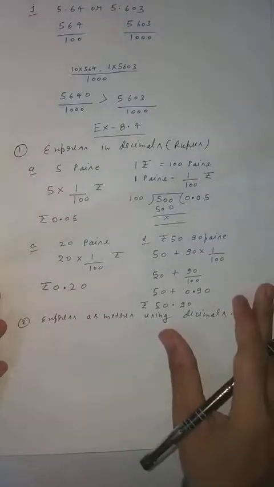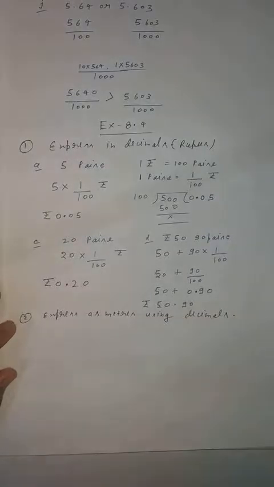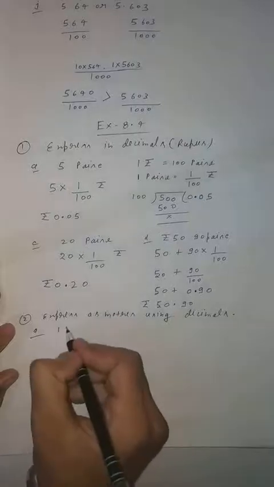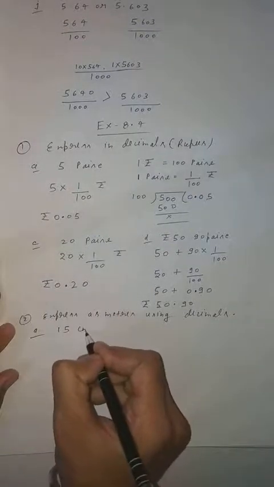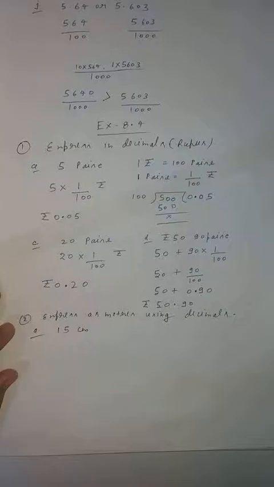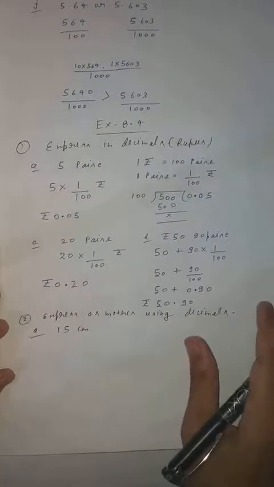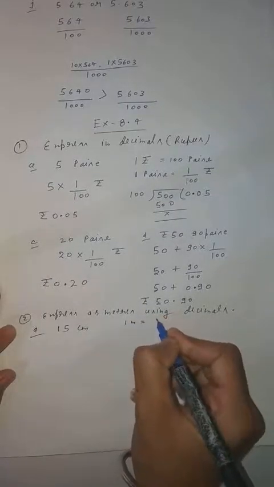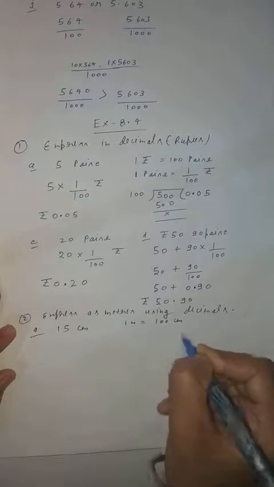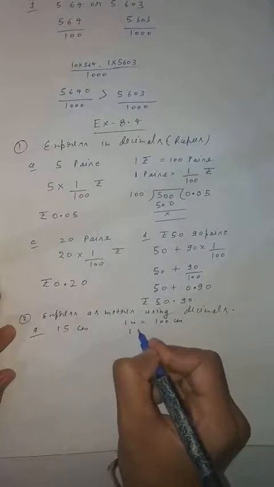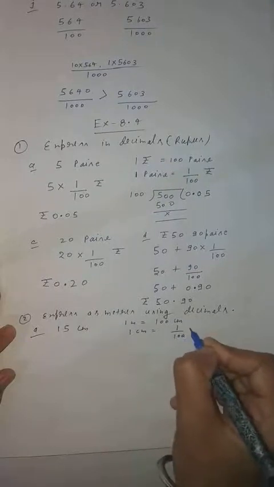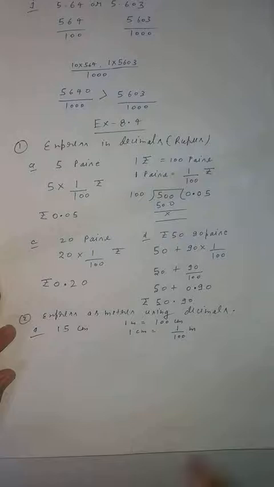Now what is given, student? The first question is given 15 centimeter. Clear? Again I explain how to convert in length. I explained in the previous video, but here also I will explain. See, 1 meter equal to what? 1 meter, you know, is 100 centimeter. Clear? So 1 centimeter equal to what? 1 upon 100 meter. Is that clear student?